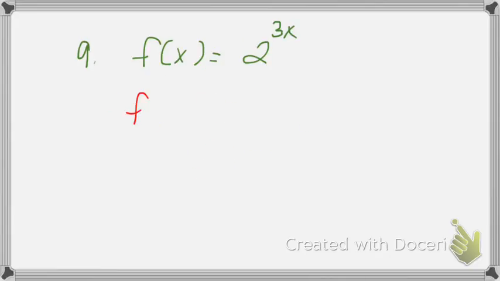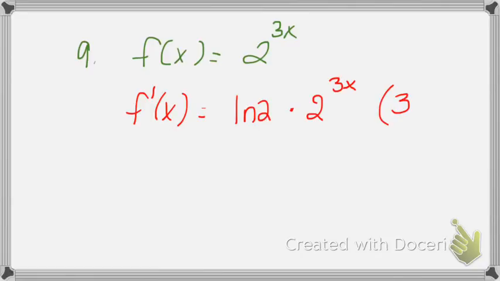Alright. Similar kind of problem, but this time it's 2 to a power. So the derivative of 2 to a power is natural log of 2 times 2 to the power. But then now there's one extra step because I multiply by the derivative of the power.